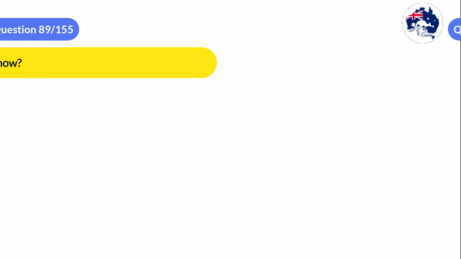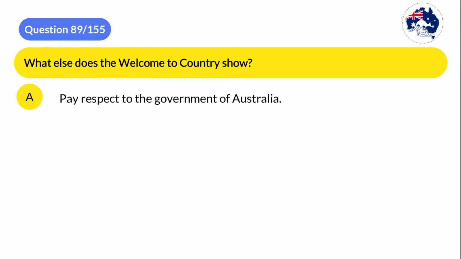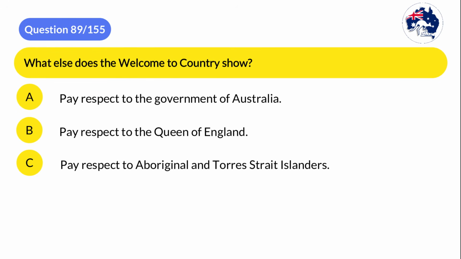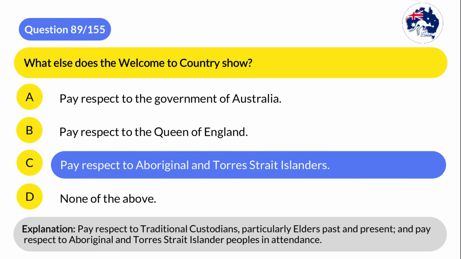Question 89. What else does the welcome to country show? A. Pay respect to the Government of Australia. B. Pay respect to the Queen of England. C. Pay respect to Aboriginal and Torres Strait Islanders. D. None of the above. The correct answer is C. Pay respect to Aboriginal and Torres Strait Islanders. Explanation: pay respect to traditional custodians, particularly elders past and present, and pay respect to Aboriginal and Torres Strait Islander peoples in attendance.